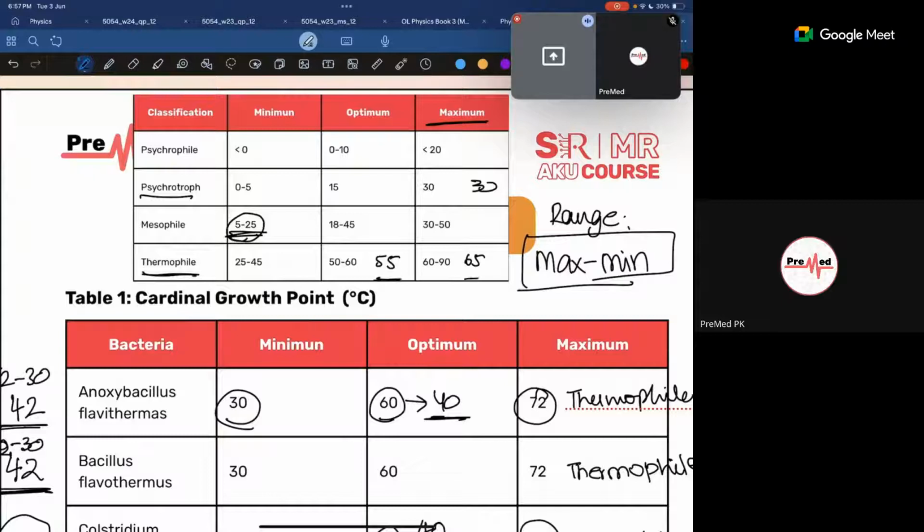So the answer to this question is thermophile, because if we compare it to all the others, psychrophile, psychrotroph, mesophile, the optimum is way higher. The 55 optimum is way higher than the range, and even the max range is way higher, like 65 is way higher than the maximum range. So the answer should be thermophile over here.